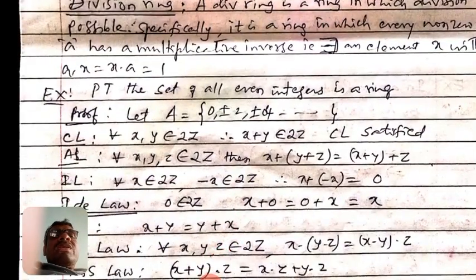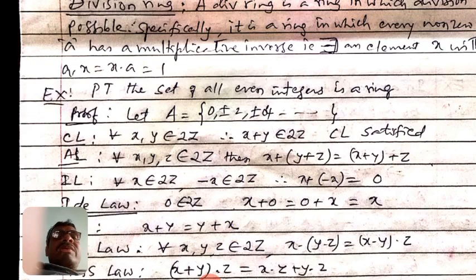Now I am selecting some examples on a ring. The first example is: prove that the set of all even integers is a ring. Now we'll start with its solution. Consider the set A equal to 0, plus or minus 2, plus or minus 4, plus or minus 6 and so on, because the given set is even.